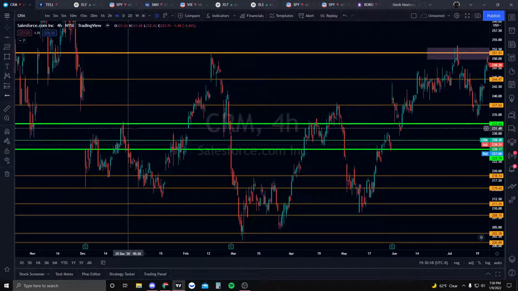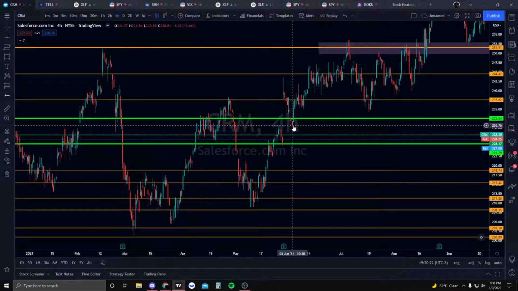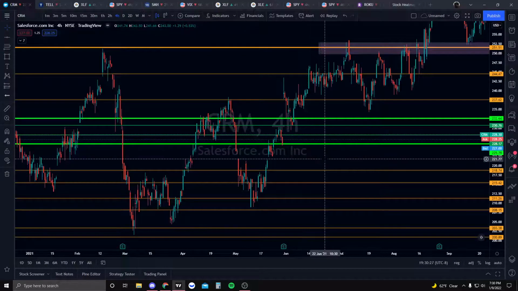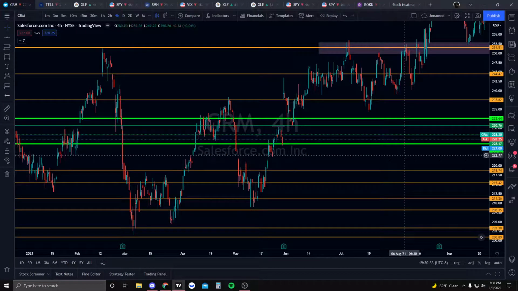Here we see some resistance. Here we see some support. All the way over here, we see some support here. Okay, cool. We got a nice little level here. Does that mean that when price comes here, it's going to fall off a cliff? No. It just means that these are areas where you can take profit, right?